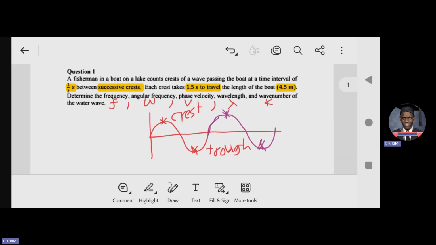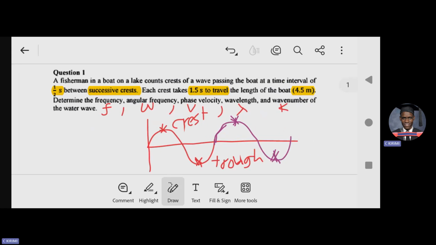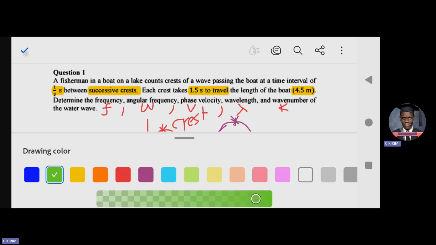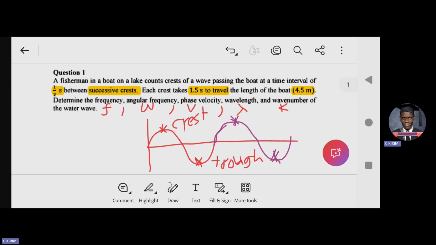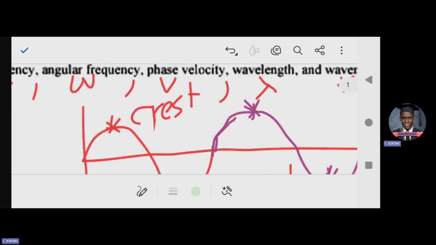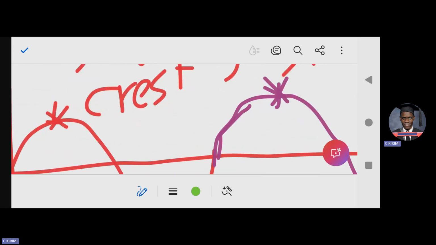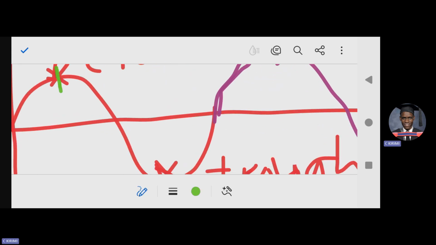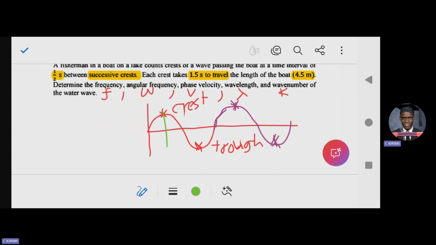In our case, we are given the time between two successive crests. Which are the two successive crests they are referring to? The top ones. Starting the time from this crest up to the second crest, that is the second crest. The distance between two crests is lambda. So this is your wavelength, lambda.